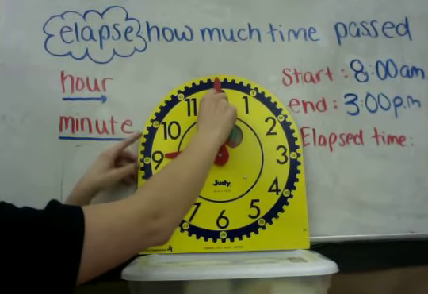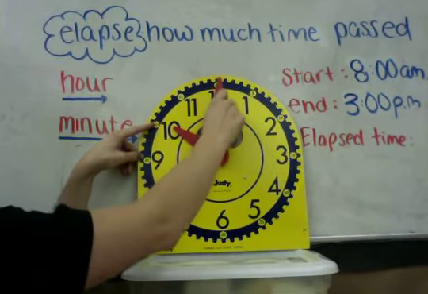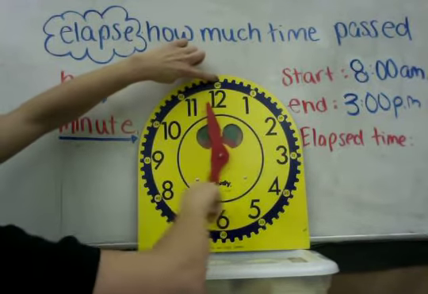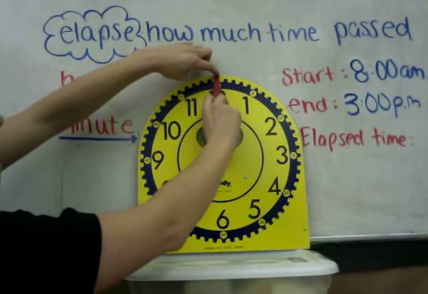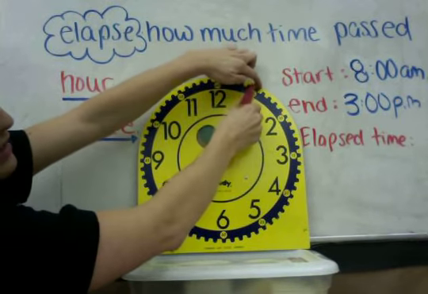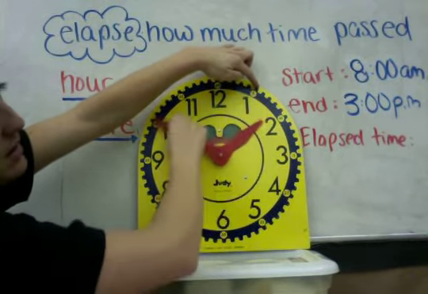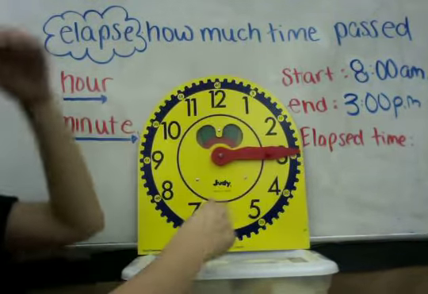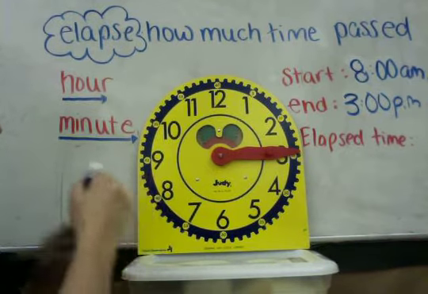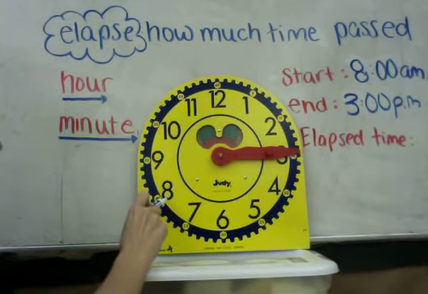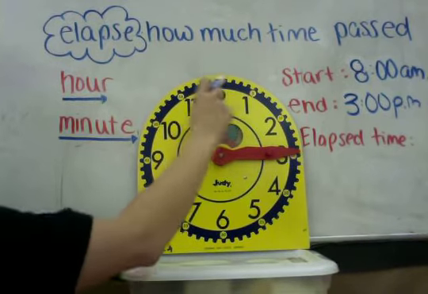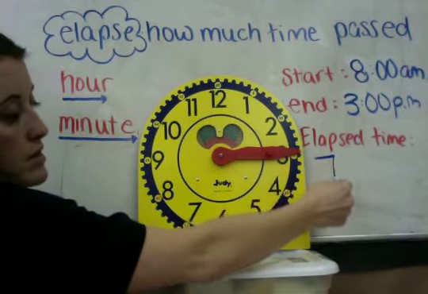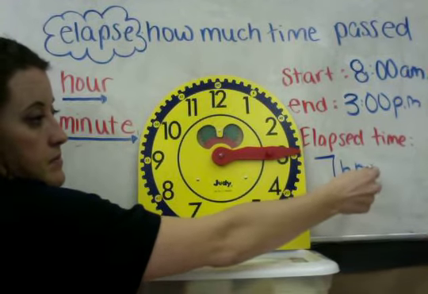1, 2, 3, 4, 5, 6, 7. So from 8 o'clock in the morning until 3 o'clock in the afternoon, 7 hours has passed.